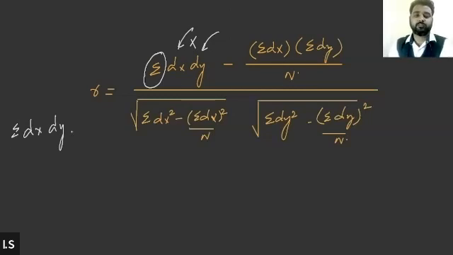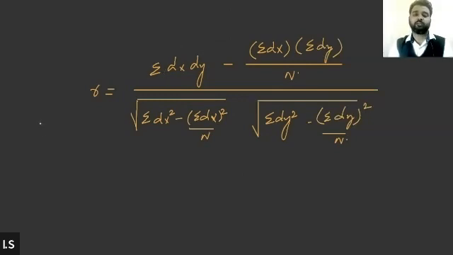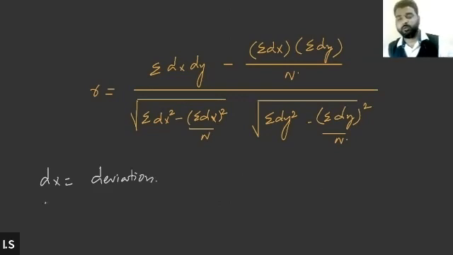So the problem is that we don't know the meaning of dx. What is actually dx? Before finding dx and dy, we must be clear about what they are. dx basically means deviation. In the previous formula, x was the deviation, but in the shortcut formula, dx stands for deviation of x. Is this clear to you?